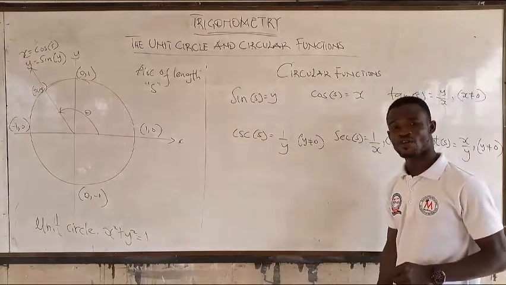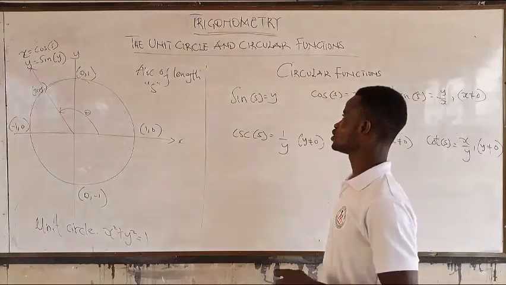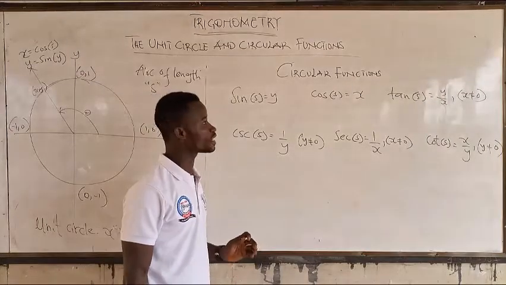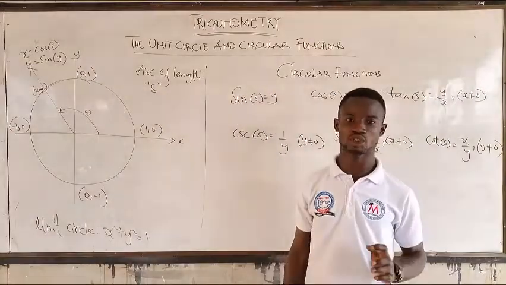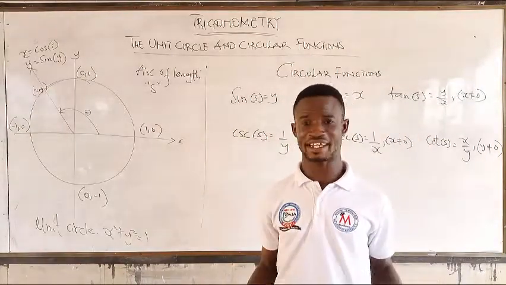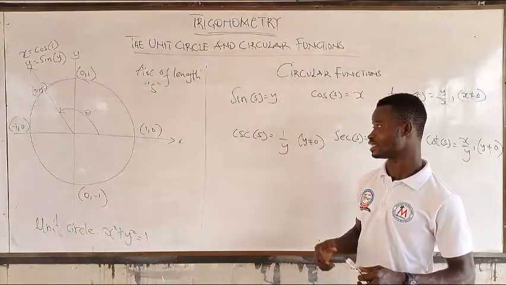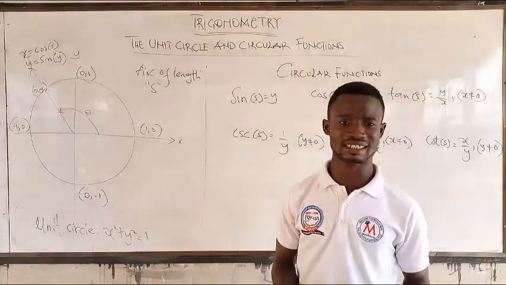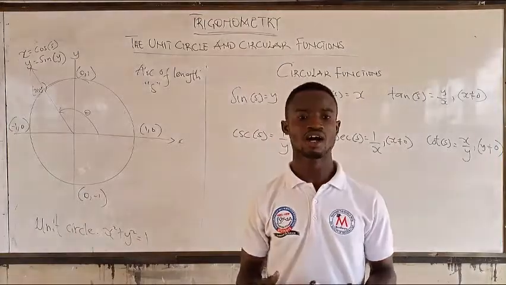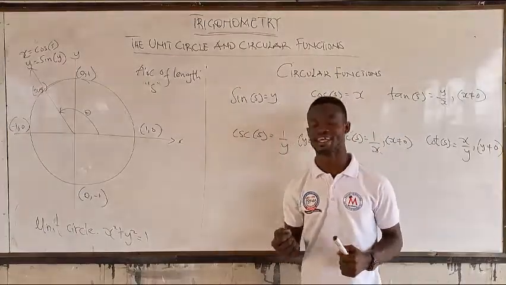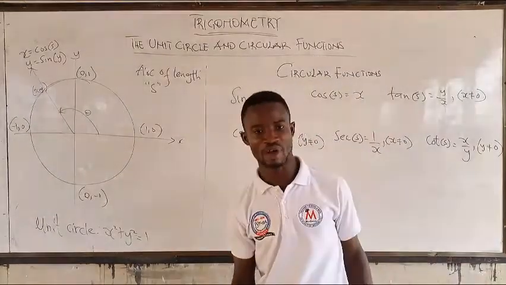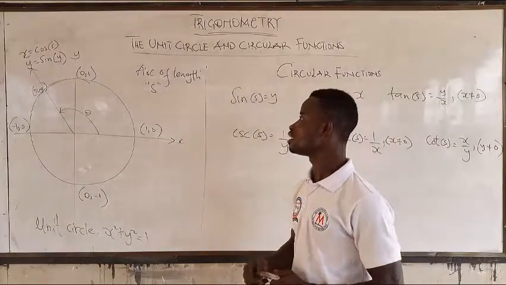Now, in this video, we are going to look at the unit circle and the circular functions. I'll be taking my time to explain how you can derive the unit circle off-hand. And also, we will be looking at how to evaluate an angle, how to find the exact value of an angle. Very good. So let's start.